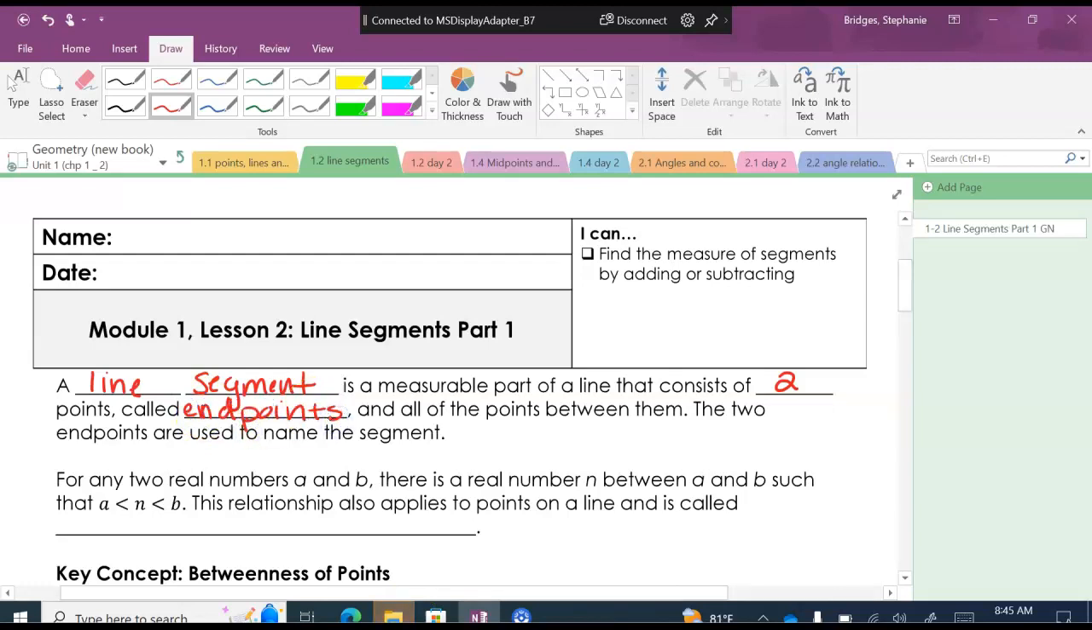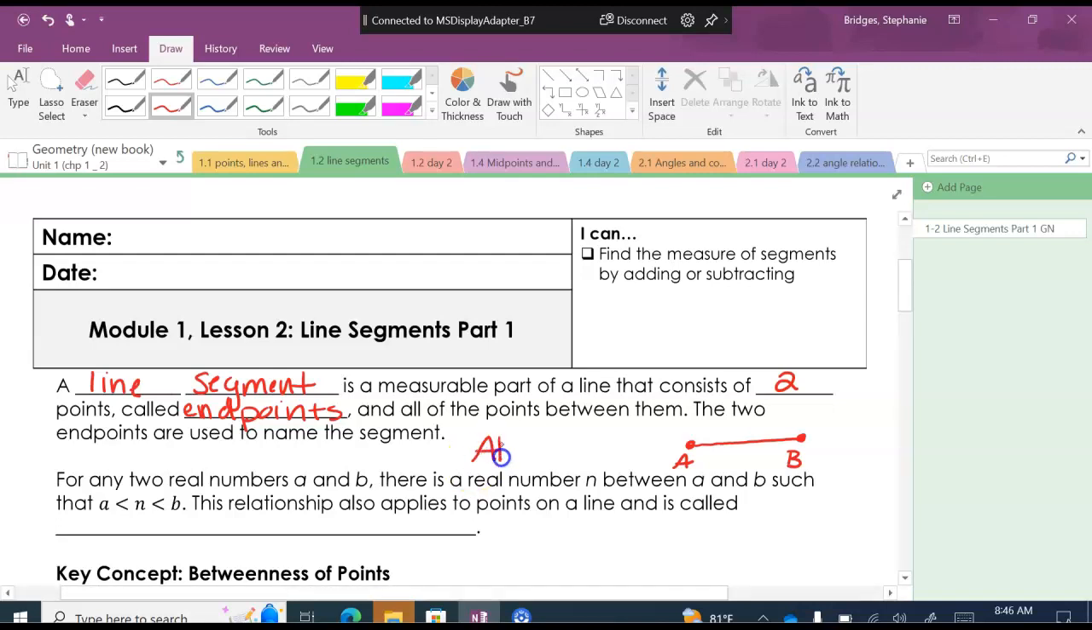Okay, that means they end. They have 2 points on either end of it. Those are the end points of a line segment. Those 2 end points are used to name the segment. Let me just give you an example. If I have this picture right here, and I name those points A and B, that would be called line segment AB.